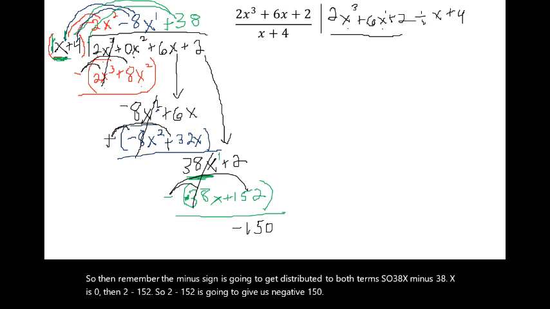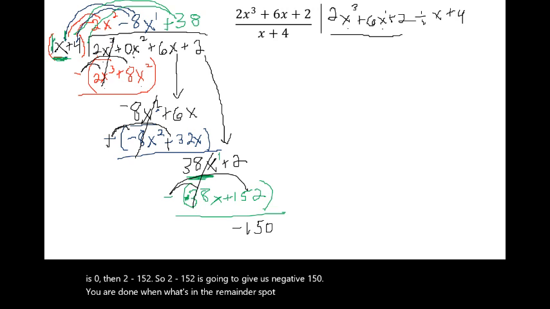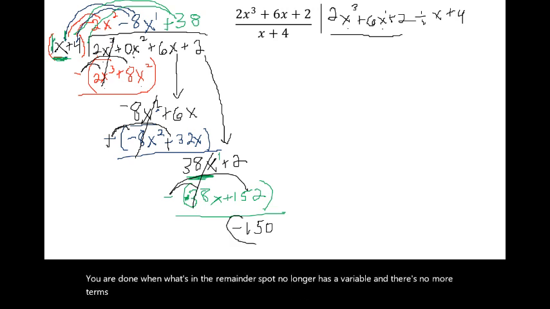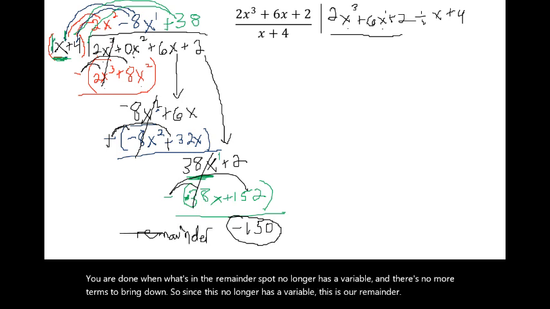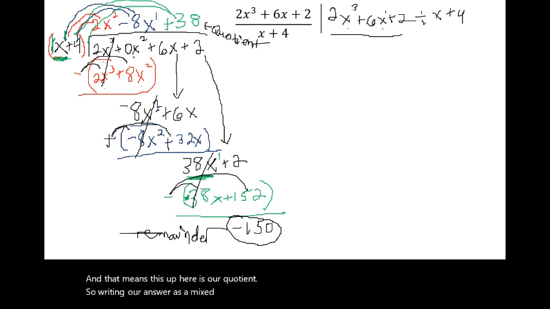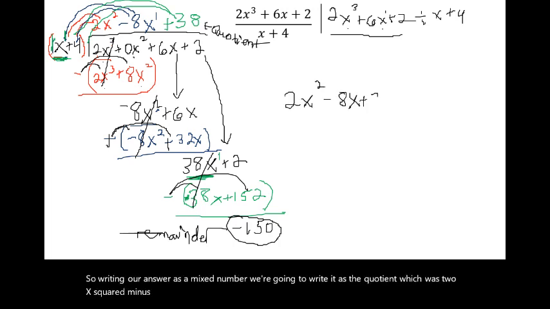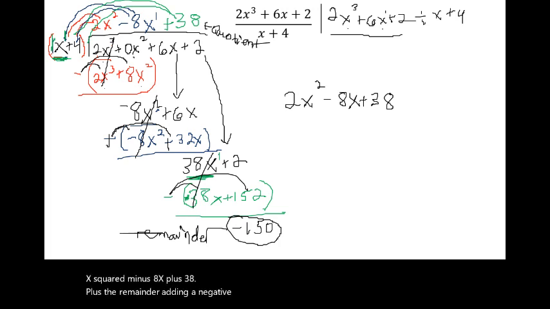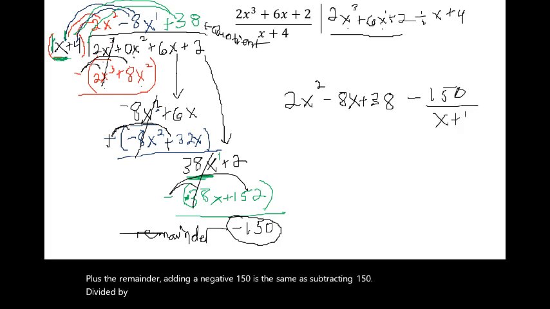You are done when what's in the remainder spot no longer has a variable and there's no more terms to bring down. So since this no longer has a variable, this is our remainder. And that means this up here is our quotient. So writing our answer as a mixed number, we're going to write it as the quotient, which was 2x squared minus 8x plus 38, plus the remainder. Now adding a negative 150 is the same as subtracting 150, divided by the divisor x plus 4, and then that is going to be our final answer.